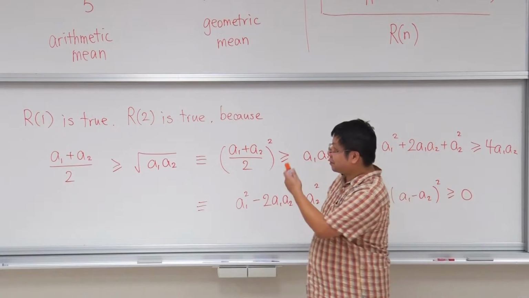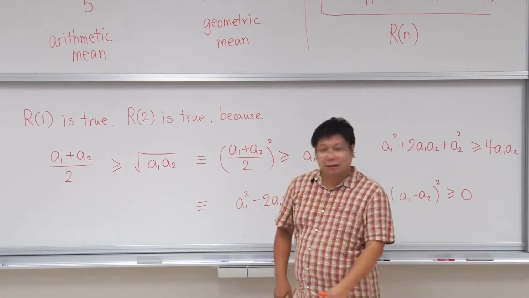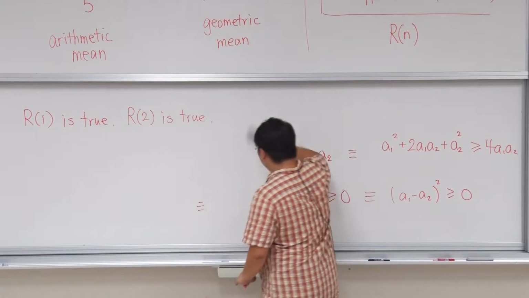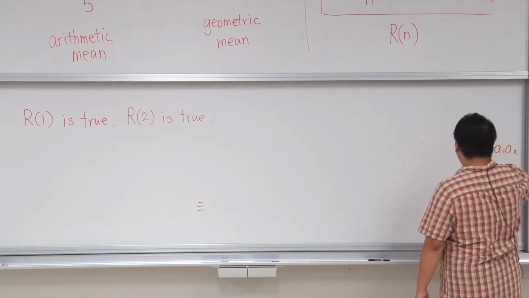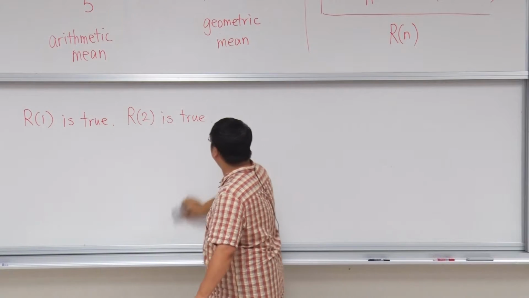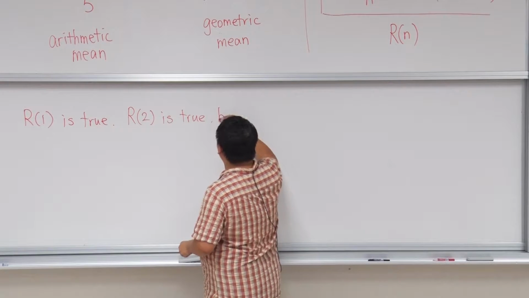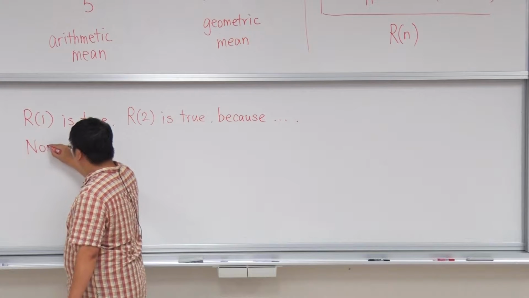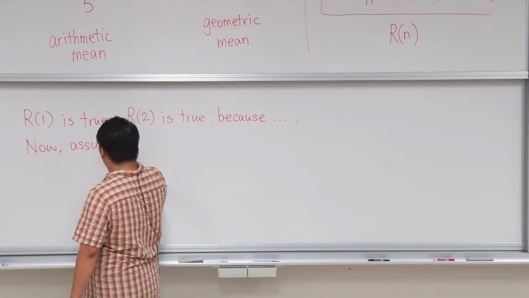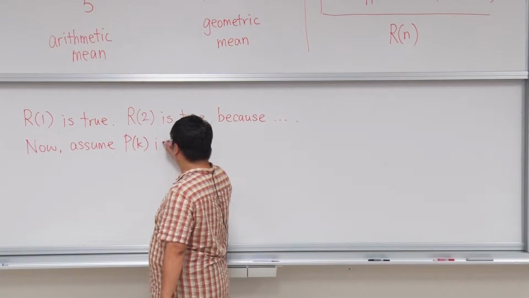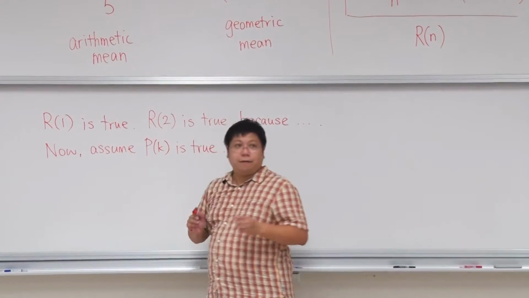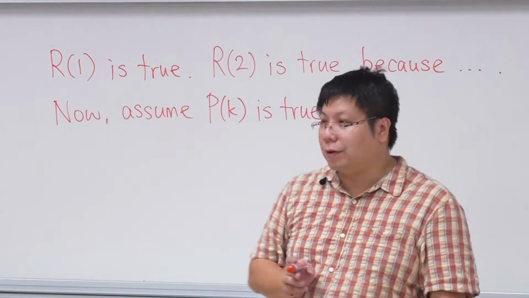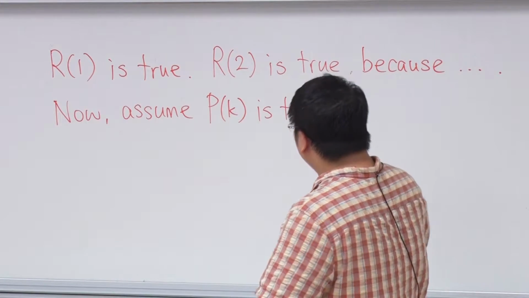Now, to save space, let's prove that Pk implies P2k. Assume Pk is true. That means that the average of any k numbers in the arithmetic part will be greater than or equal to the average for the k numbers in the geometric part. And then we know that P2 is also okay.